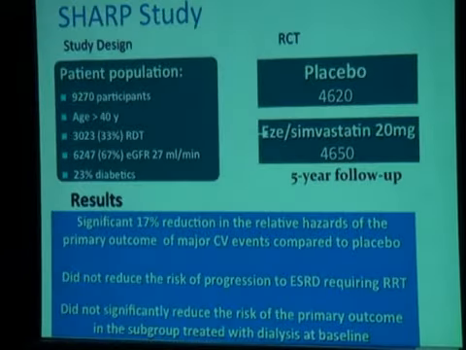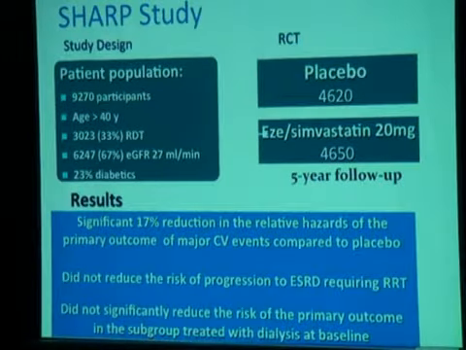And the reason for that is the SHARP study, which was carried on a very big number of patients, more than 9,000 participants, and more than 3,000 were on regular dialysis treatment, and more than 6,000 have a GFR 27 mils per minute, and 23% were diabetics. And those patients did not significantly reduce the risk of the primary outcome in the subgroup treated with dialysis at baseline. So it is not indicated to start it in dialysis, but you continue if it's already receiving.